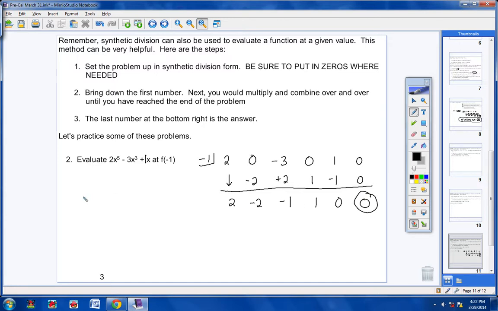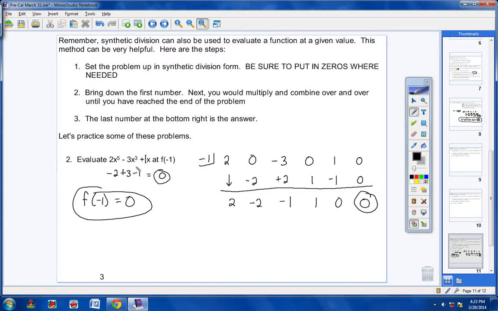The answer is 0. So in other words, if you substituted negative 1 into this equation, you would get out a 0. Now let's just check and make sure that's right. Put a negative 1 in here. Negative 1 to the 5th power is negative 1 times 2 is a negative 2. Now put a negative 1 in here. Negative 1 to the 3rd power is negative 1 times 3 is a positive 3. And then we're going to put a negative 1 in for x. Positive 1 times negative 1 is negative 1. If you combine those numbers, you would get out a 0.